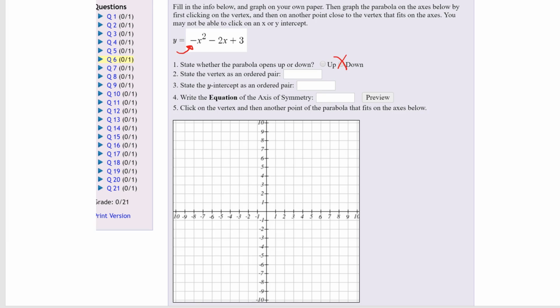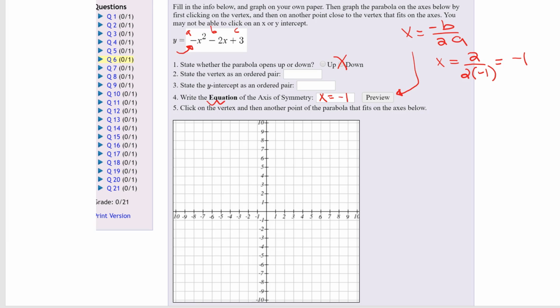State the vertex as an ordered pair. To find the vertex in a standard form equation, I need to use the formula x equals the opposite of b over 2a. And that's actually going to get me the axis of symmetry, but I'll use that to get the vertex. So I'm going to label this A, B, C. So the opposite of b would be a positive 2, 2 times a, negative 1. So I'm actually going to get x equals negative 1. That's the axis of symmetry.